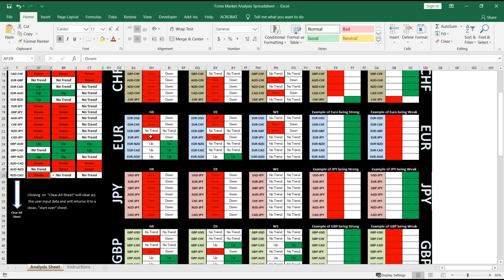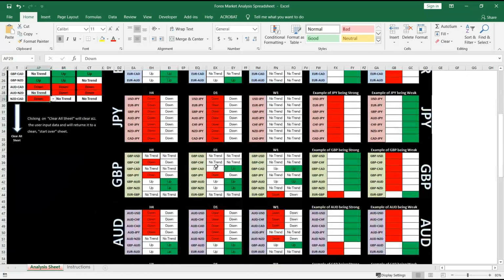The euro is pretty well mixed. The euro is weak against the dollar, the Swiss, and the yen, showing you that those pairs are just stronger than it. But on the weak pairs, the euro is stronger than it. So the euro is kind of just mixed. It's not really a driver of the market.